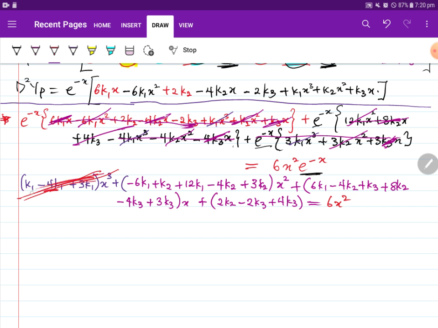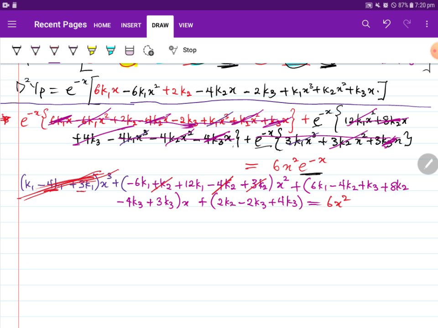This is k1 positive. This is 3k1. 3k1 plus k1 is 4k1, and 4k1 minus 4k1 is 0k1. That's 0 times this. Everything here is 0. This one is gone. Now, here I have, this is positive 3k2, plus k2, that's 4k2. 4k2 minus, this cancels this out.